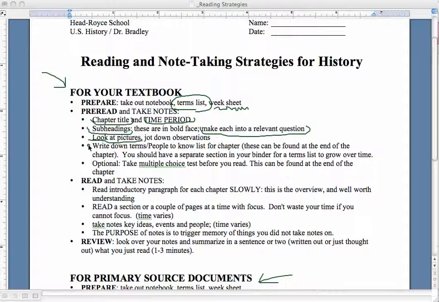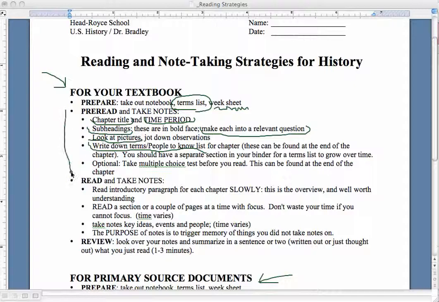Then you should flip to the back of the chapter and you should write down the terms and people to know list for the chapter. Optional, you can also take the multiple choice test that's at the end of each chapter before you read. The value of this before you start is it will also jog your memory, and it will help you tune into what's important when you later read the section. That's all the pre-reading activity.